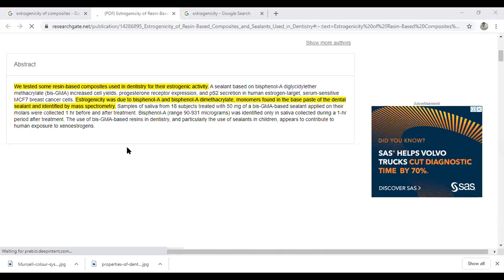They have seen tested samples. There was estrogenicity to bisphenol A and bisphenol A dimethacrylate. So bis-GMAs do have estrogenic activity. That is what has been given as per the studies.